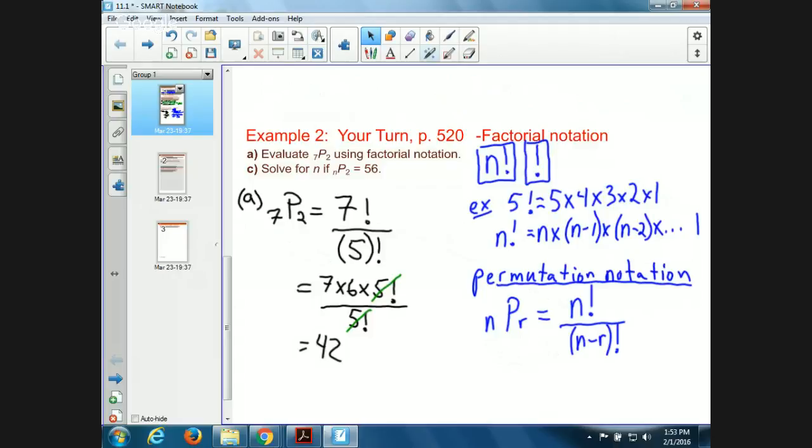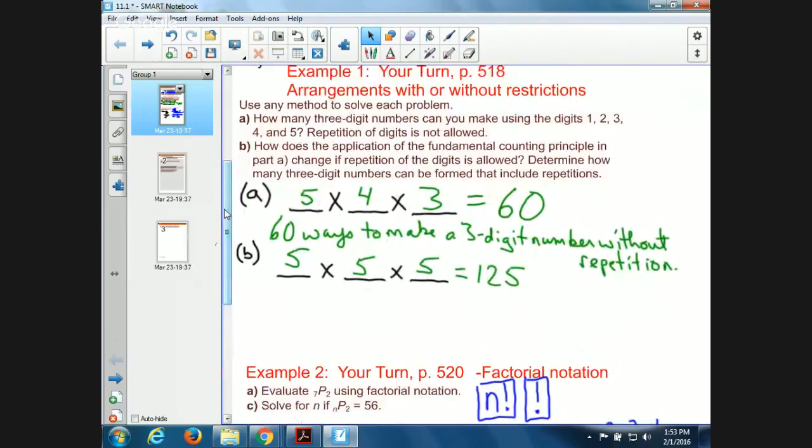Now this is an aside. I'm going to go back up to here. Example 1 could have been done with that permutation notation. What it really means is an application here is that if you have 1, 2, 3, 4, 5 things to choose from, and you want to pick 3 of them. So if I said 5P3, that's going to give me the same answer of 60.